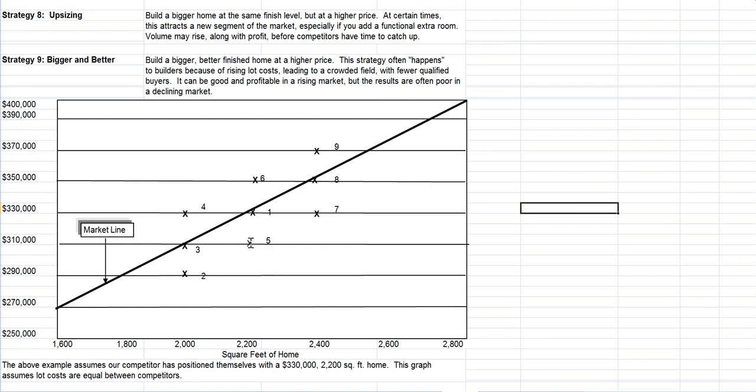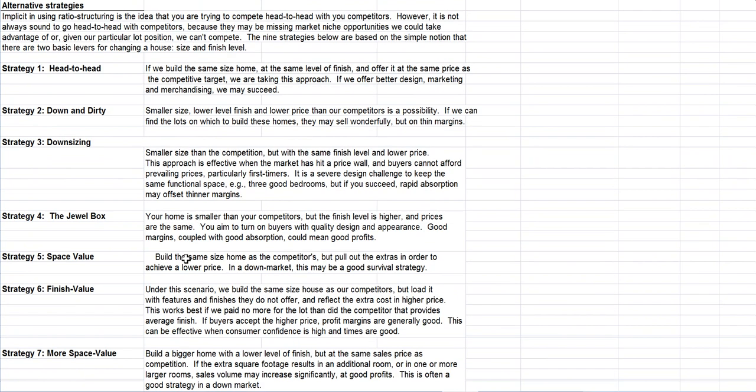So let's start with number 2. The second strategy is called down and dirty. That's where you build a smaller size home with a lower level of finishes, not as high finishes, and you lower your price than your competitors. Now, this is the key. You got to find the lots on which to build these homes. So if you can find some foreclosed lots that are priced very competitively in the marketplace, you can do this and they'll sell wonderfully, but the margins will be thinner.